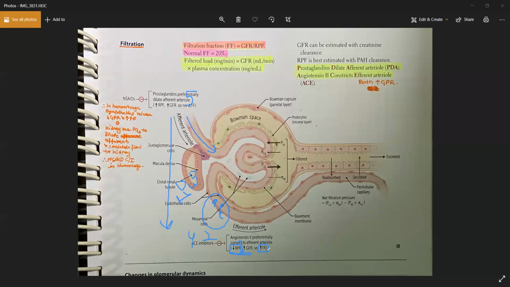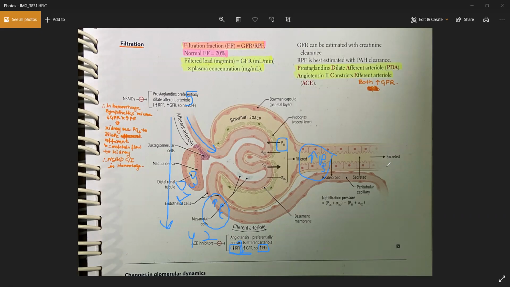Now see, you also have a pressure in the Bowman's space that will oppose the filtration, right? So whenever you have more fluid in my tubules, I will have more Bowman's pressure, this hydrostatic pressure in the Bowman's space, right? So as you can see, whenever you have any stone obstruction in the ureters or whenever a vesicular reflex is present, it will increase the pressure in the Bowman's space, right?